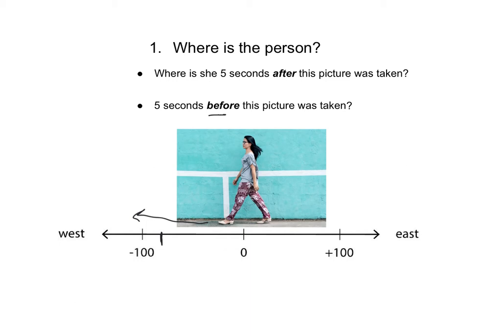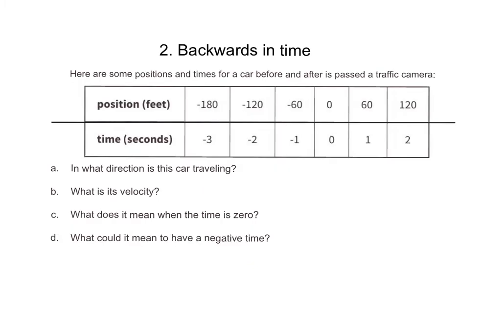But what about before this picture was taken? If 0 is that reference point, then before is in the past. Maybe she was somewhere about right here, 5 seconds before the picture was taken. All right, let's talk a little bit more about what this whole idea of backwards in time could look like.